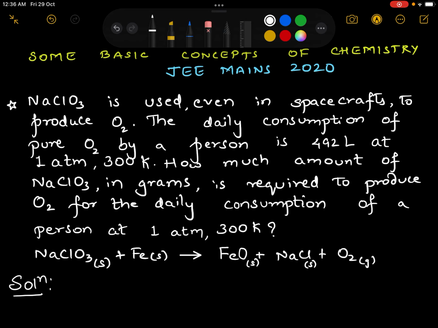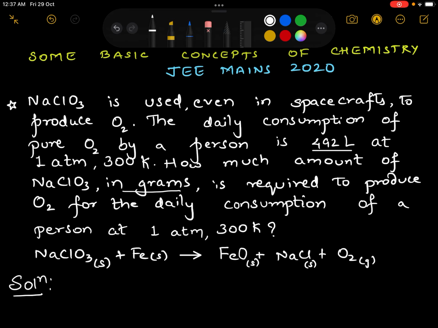So let's begin. NaClO3, that is sodium chlorate, is required even in spacecrafts to produce O2. The daily consumption of pure oxygen by a person is 492 liters at 1 atmospheric pressure and 300 Kelvin. How much amount of NaClO3 in grams is required to produce oxygen for the daily consumption of a person at 1 atmospheric pressure and 300 Kelvin?